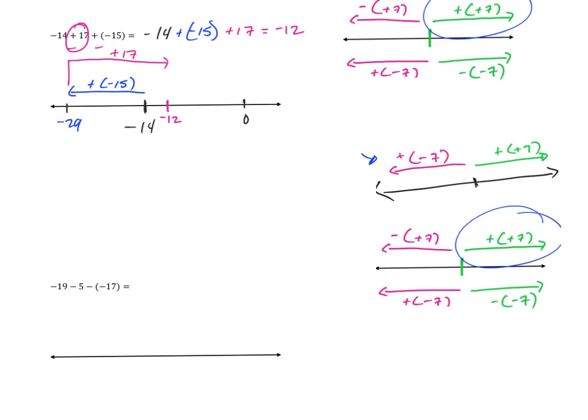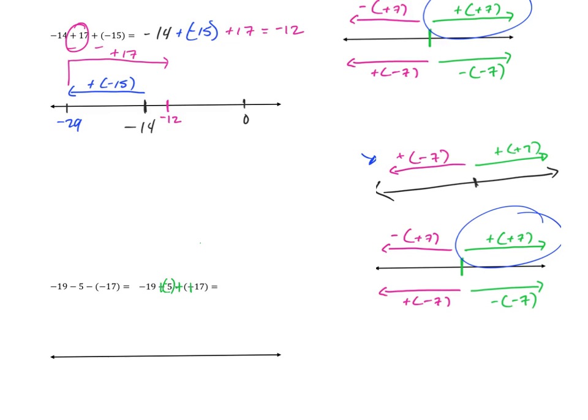That would work. Okay, now if we look at this problem on the bottom, again, I want to turn everything into addition, which means if I rewrote this, I would rewrite it as negative 19 plus negative 5 plus positive 17.